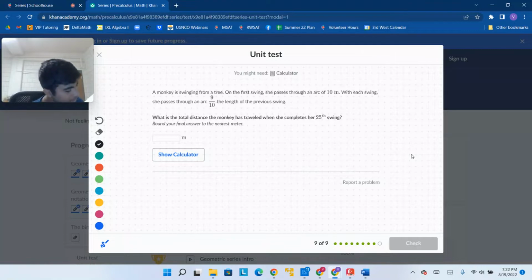She passes through an arc of 10 meters, so that's why you're starting at 10. And then you have 1 minus 9/10 to the power. You're starting with 9/10 to the 0, so the 25th swing is going to be 9/10 to the 25th. That's what it's going to be in the formula, over 1 minus 9/10.